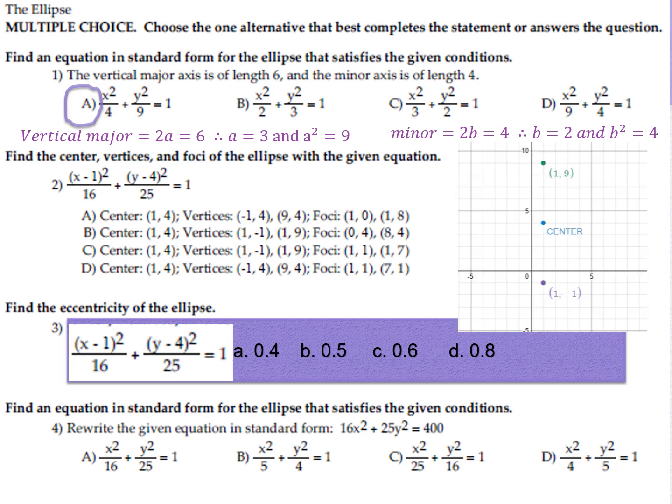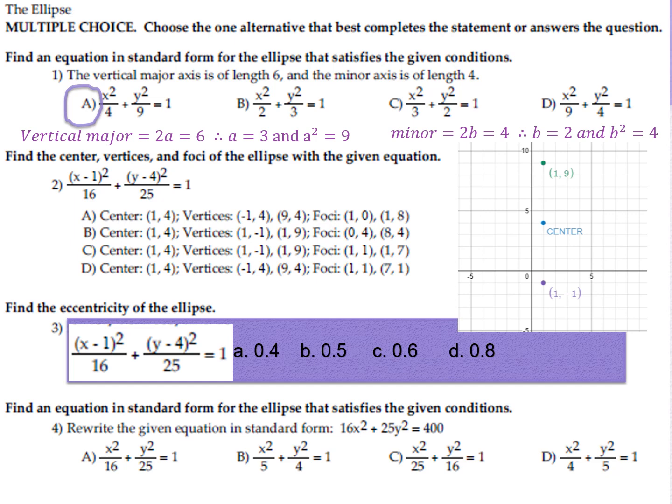So I would kind of start with a sketch here. Moving 5 up from 1, 4, I get 1, 9. Moving 5 down from 1, 4, I get 1, negative 1. So those are my vertices. And I see those vertices in choice B and C. So I've got to go just a step further. The next step is for foci.